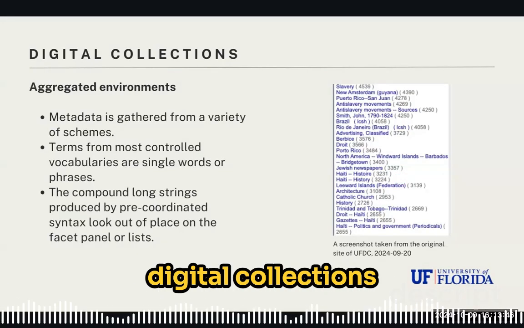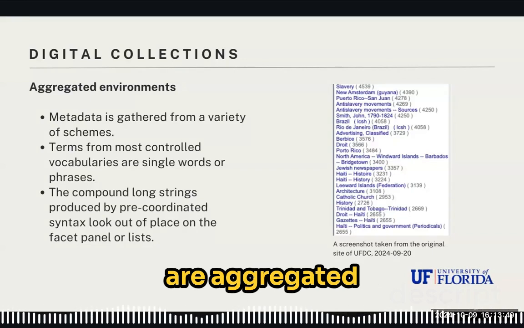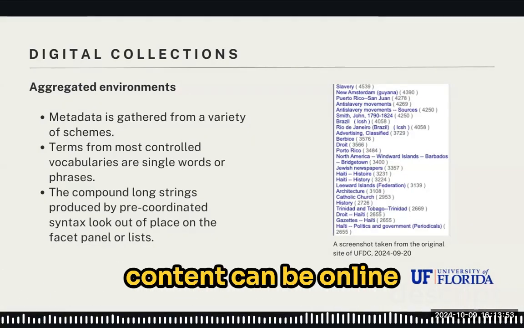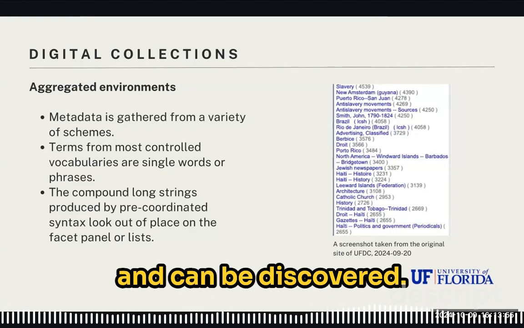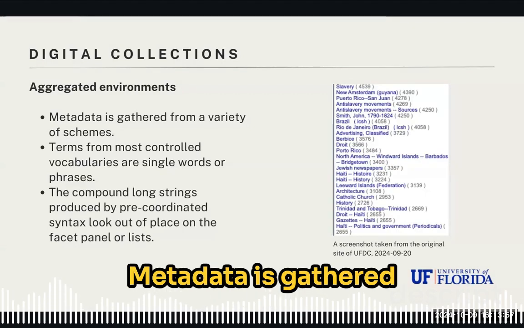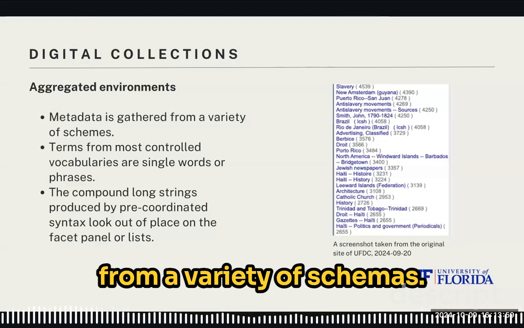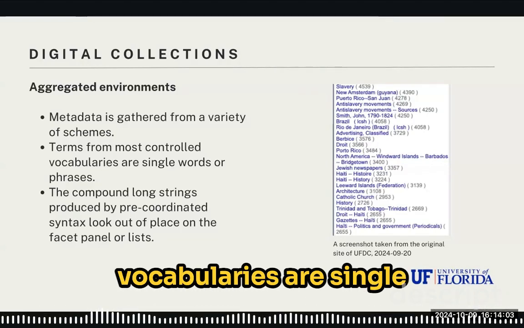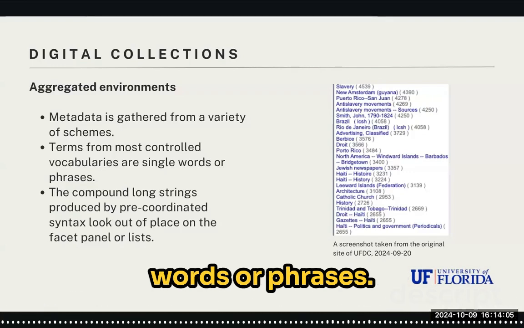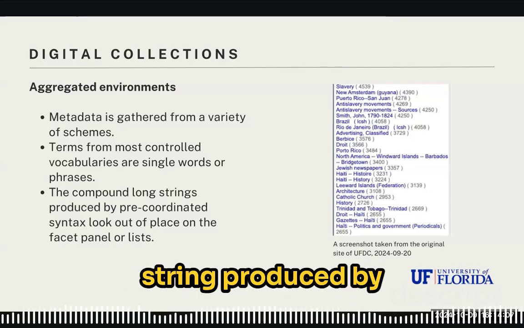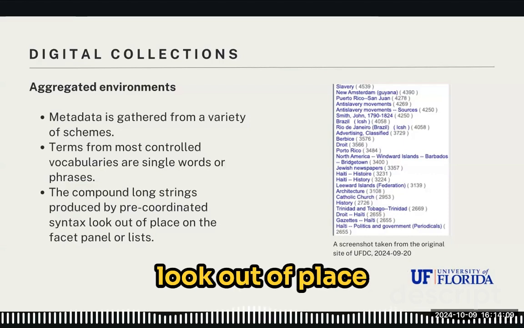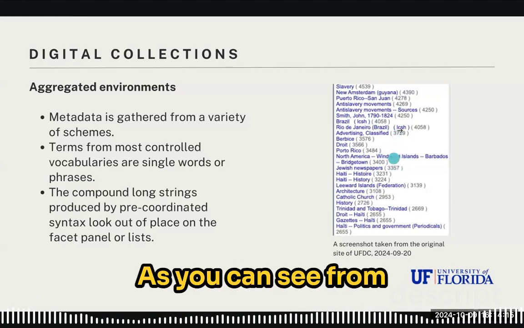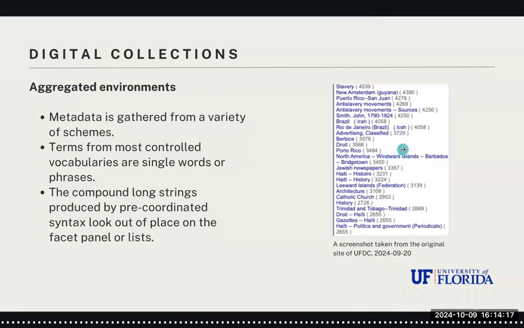On top of that, digital collections are aggregated environments. They were created so content can be online and can be discovered. Metadata is gathered from a variety of schemas. Terms from most controlled vocabularies are single words or phrases. The compound long strings produced by pre-coordinated syntax look out of place on the facet panel, as you can see from this screenshot.